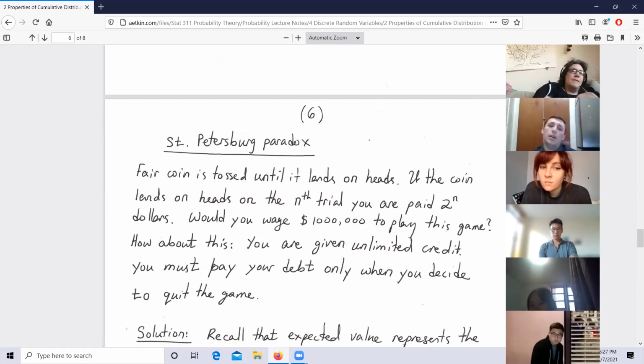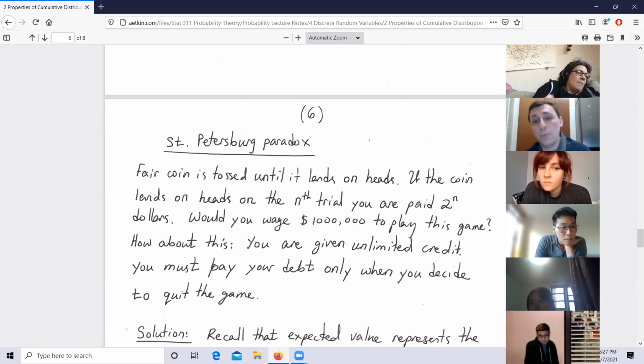Would you pay $1 million to participate in this game? And of course, you might say you don't have $1 million, but imagine. What happens in this game is that you can get an indefinite loan, right? You can get a loan each time you play the game, and you only have to pay it once you decide to leave the casino. Will you play this game?